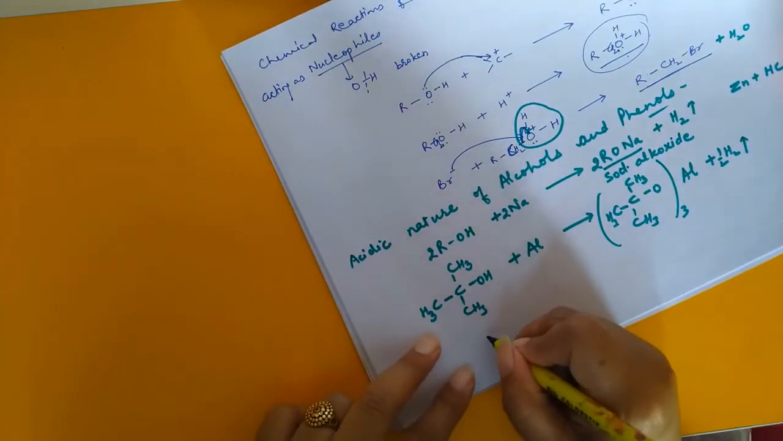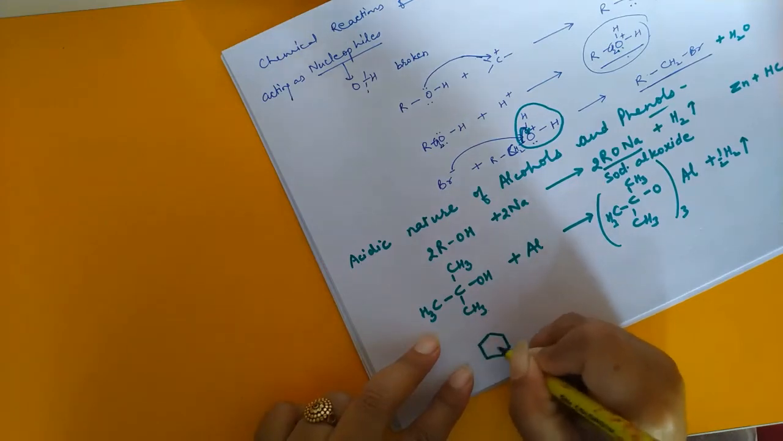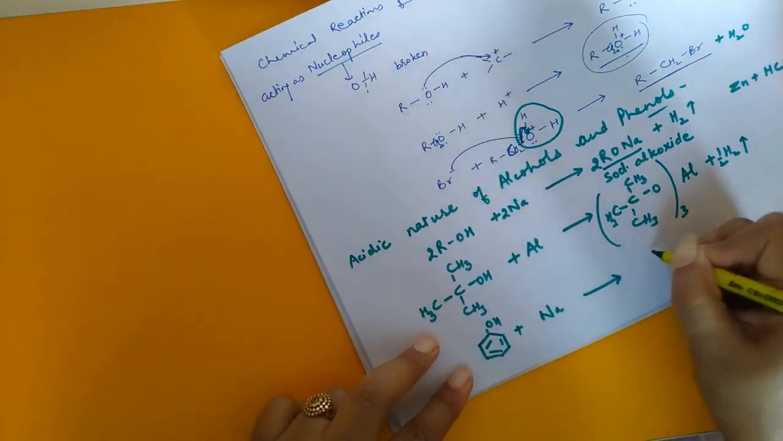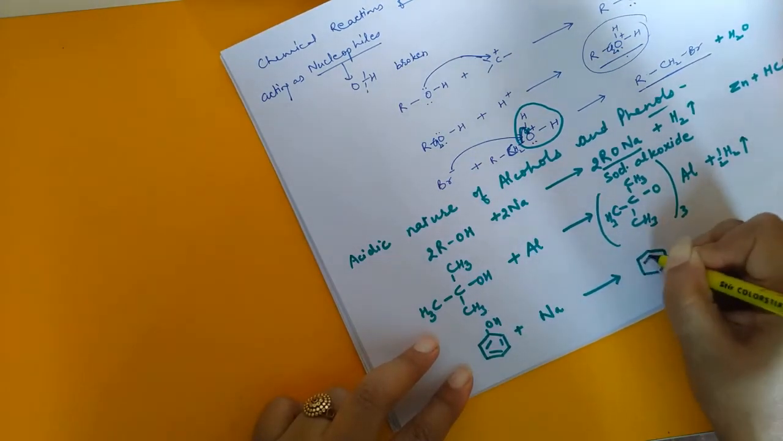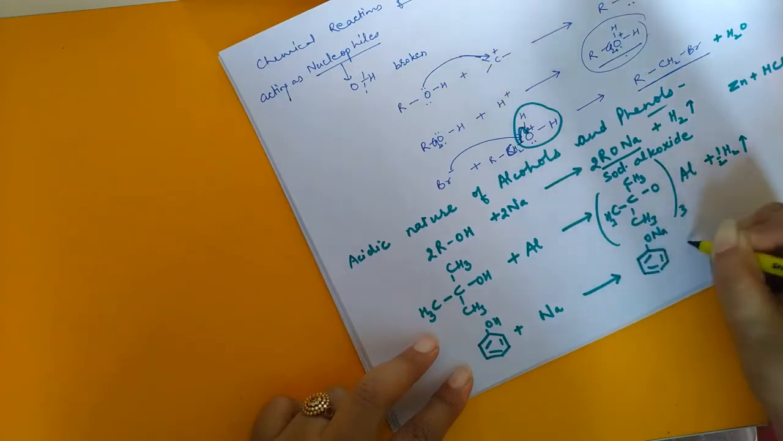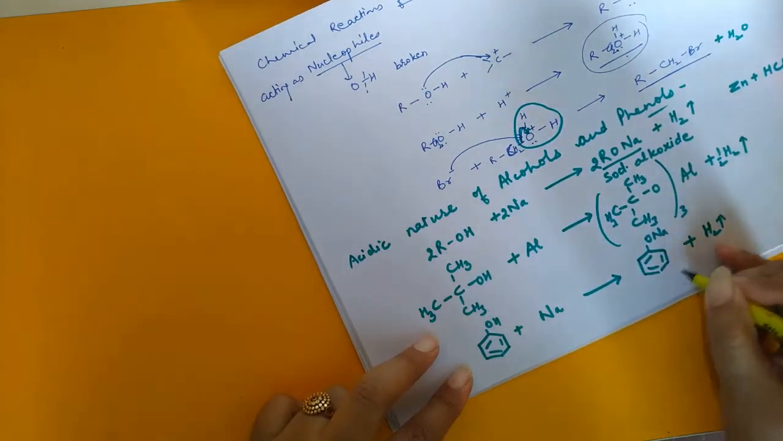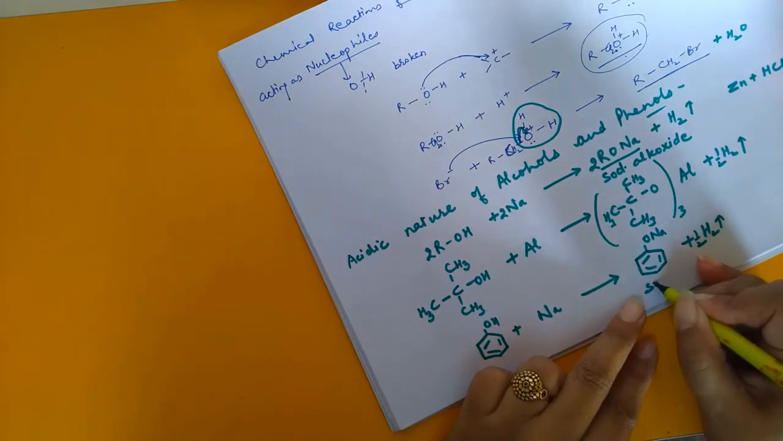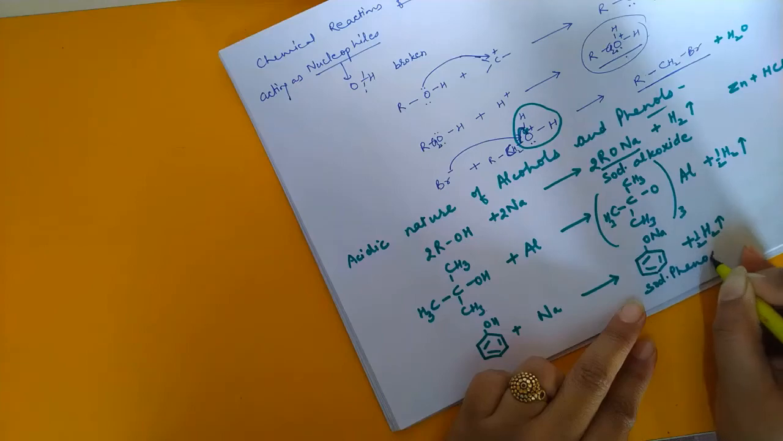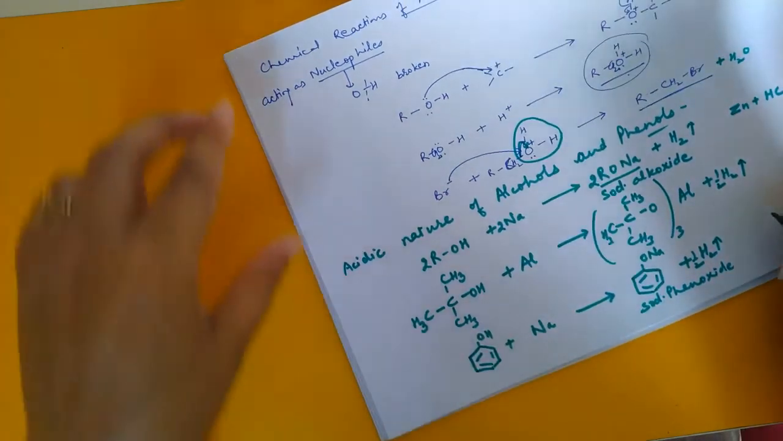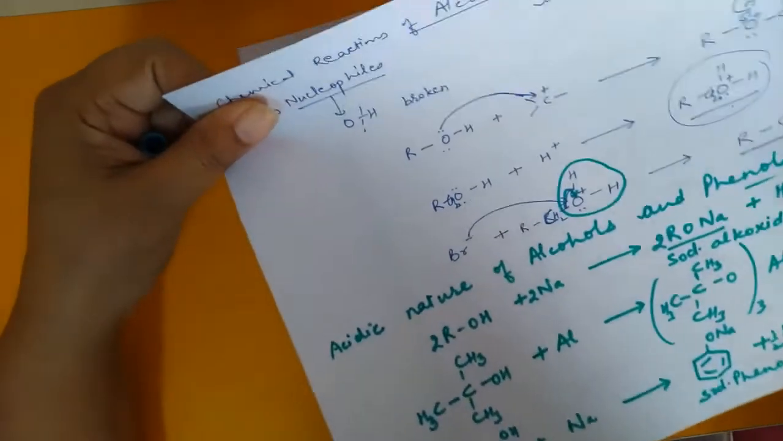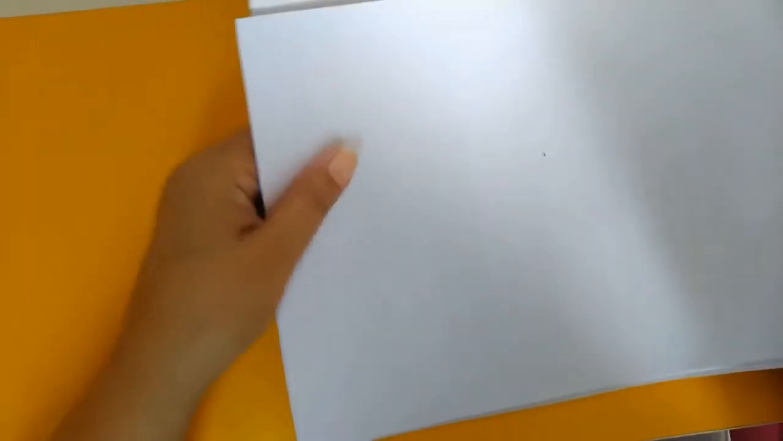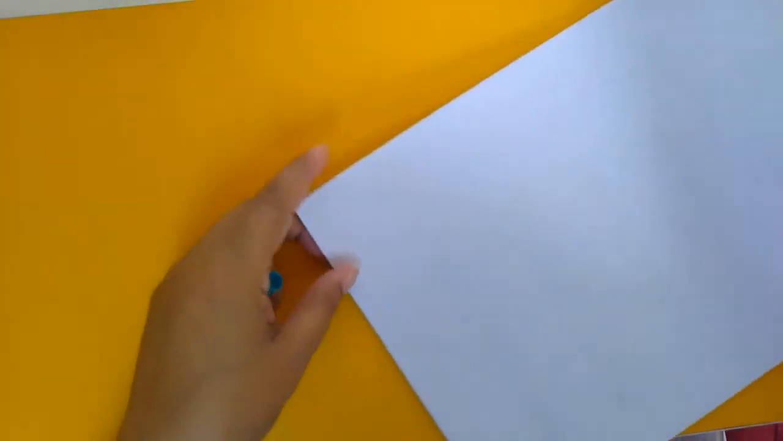Similarly, phenol also reacts with metals to liberate hydrogen gas. This is phenol, which reacts with sodium to give sodium phenoxide, and hydrogen gas is liberated. So this shows that phenol is also acidic in nature. Sodium phenoxide is the compound formed here. So this is one property shown by acids, and it's also shown by alcohol as well as phenol. That is why we can say that alcohols and phenols are acidic in nature.